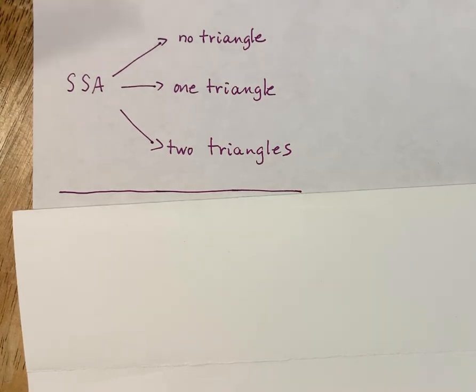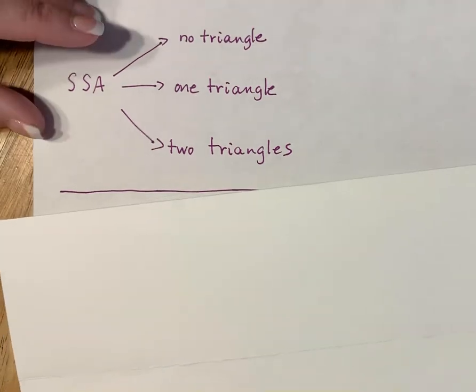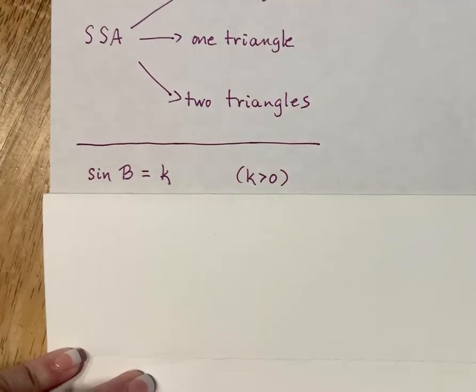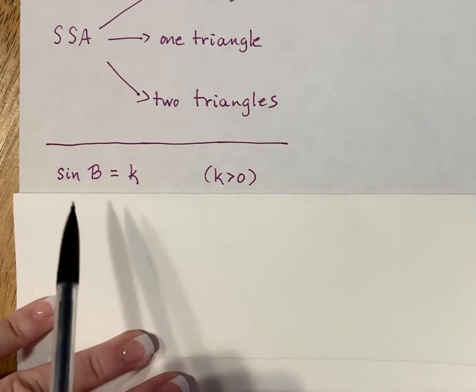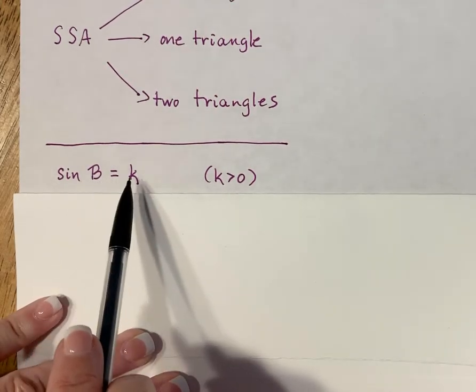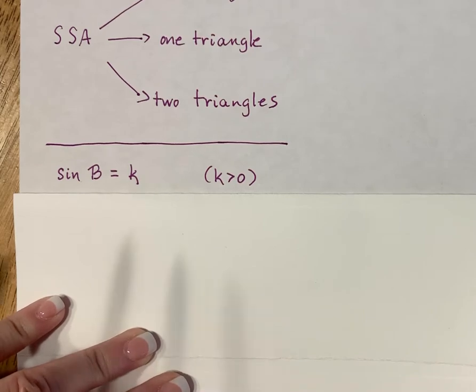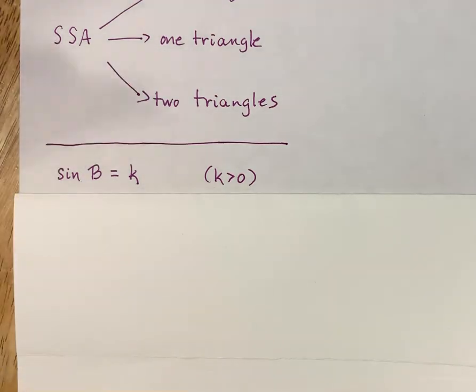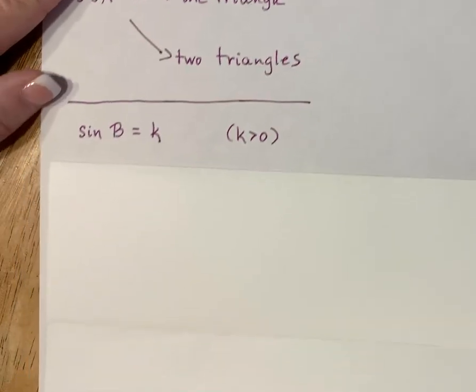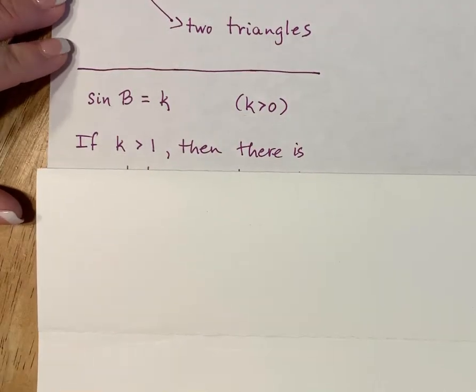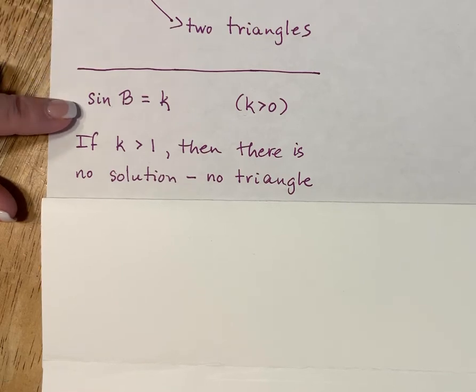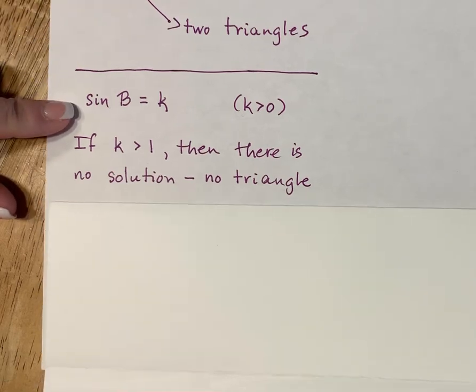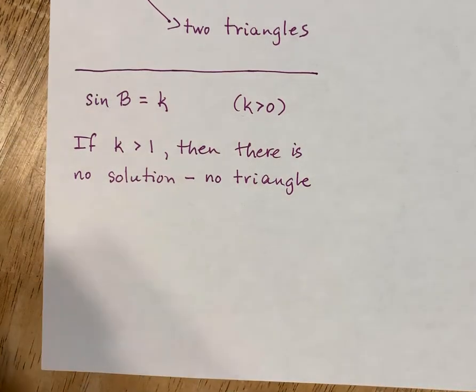And it really is all going to boil down, when you're actually working the problem out with the law of sines. You're going to run into this kind of situation very quickly, where you have to solve the sine of a missing angle is equal to some number k. Now, this will always just be a positive number. And when you go to solve a problem like this, there are two possible ways this could work out. If k is greater than 1, then there is no solution to the sine of B equals k, and so there's no triangle.